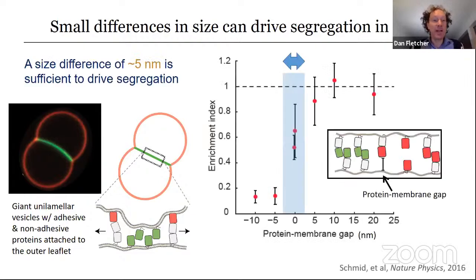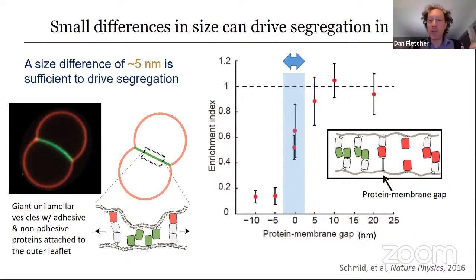What we found was that approximately a 5 nanometer difference in the size of synthetic proteins placed on a giant vesicle and allowed to adhere, a 5 nanometer difference between a non-binding protein and the gap created by binding proteins, was enough to drive pretty significant exclusion from that interface.